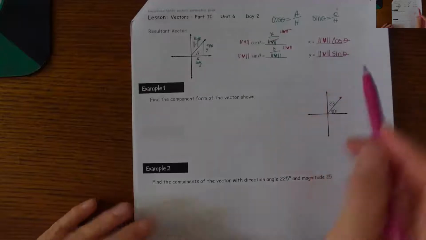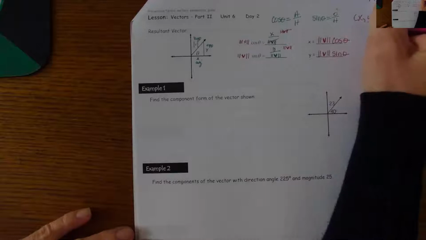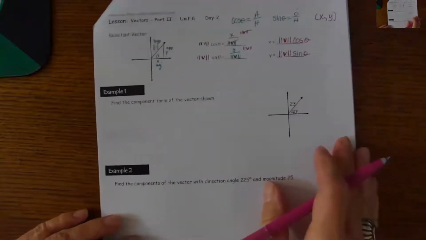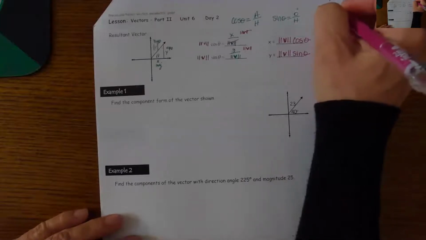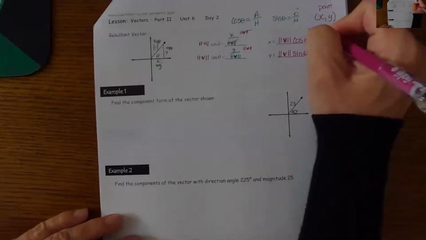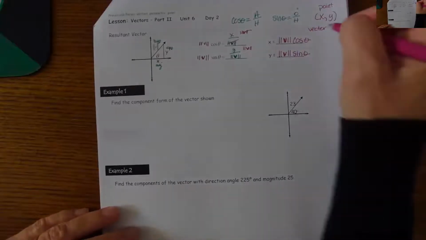So now when you graph a point, it is x, y, right? X comes first, then y. But right, this is a point. This is a vector. How is a vector different from a point? What changes? The parentheses, right?